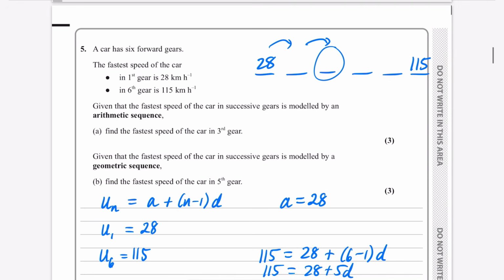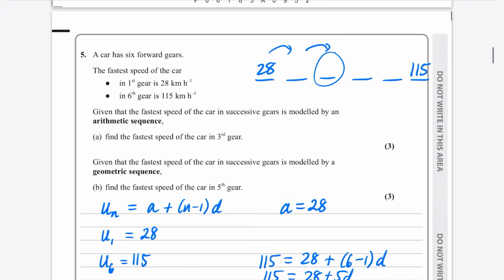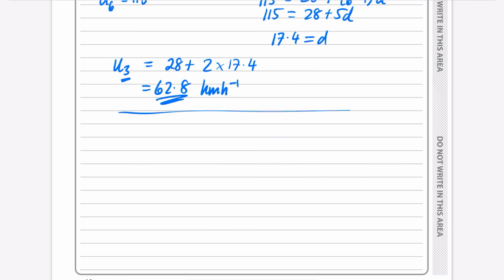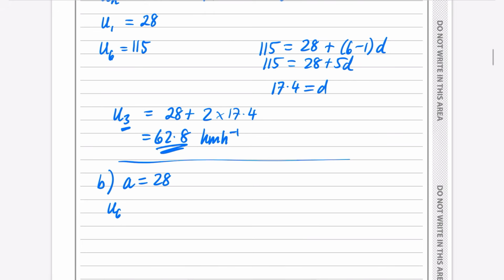Okay, so the next part that we have here, it says, given that the fastest speed of the car in successive gears is modelled by a geometric sequence, find the fastest speed in the fifth gear. So we're now going to be trying to find this one. Okay, so part B of the question, we still know that the initial was 28, and this time we know that the sixth one was 115.